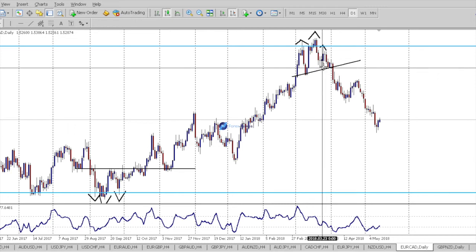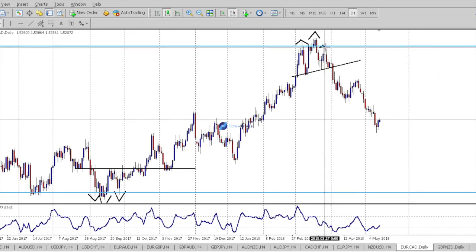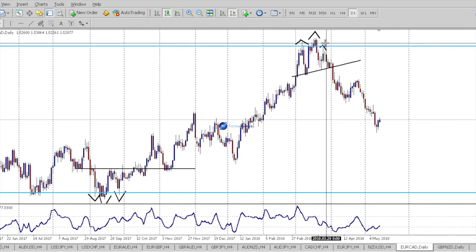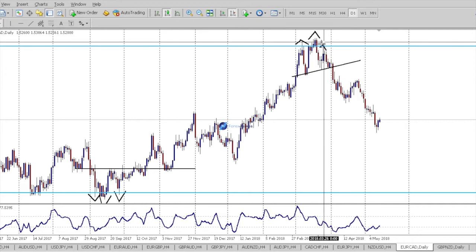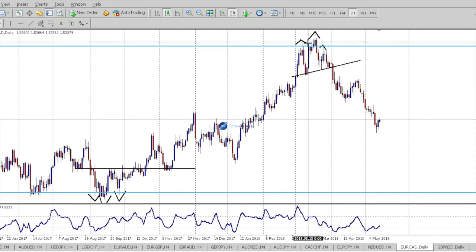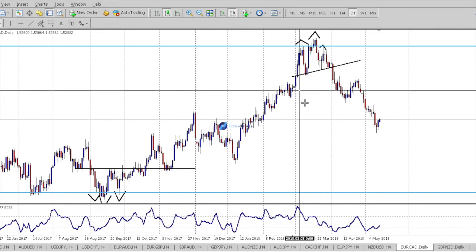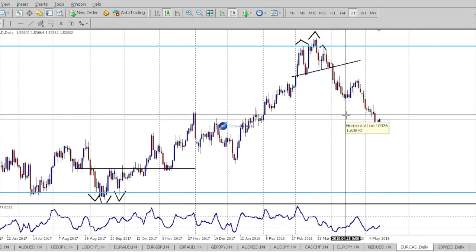Or one could simply wait for a pullback of the right shoulder and enter a short at this point. Remember though, this has not confirmed a direction change. It's only telling me that potentially it may change. So it depends on the level of aggressiveness of a trader. There are many ways to trade this pattern.